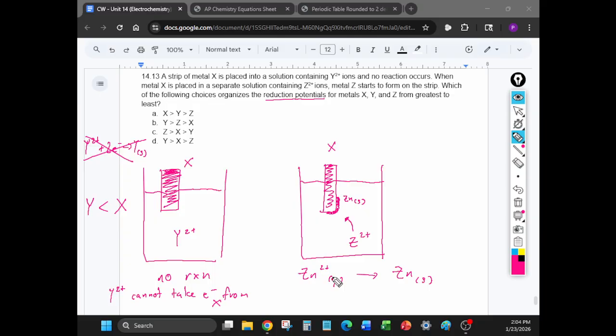On the other hand, here, Z2 plus can turn into solid Z, which means that Z is able to take electrons from X. So this works out. Since it is able to take electrons from X, we can assume that Z has a greater reduction potential than X. Putting that together, Z has a greater reduction potential than X, which has a greater potential than Y. And that is going to be answer C.